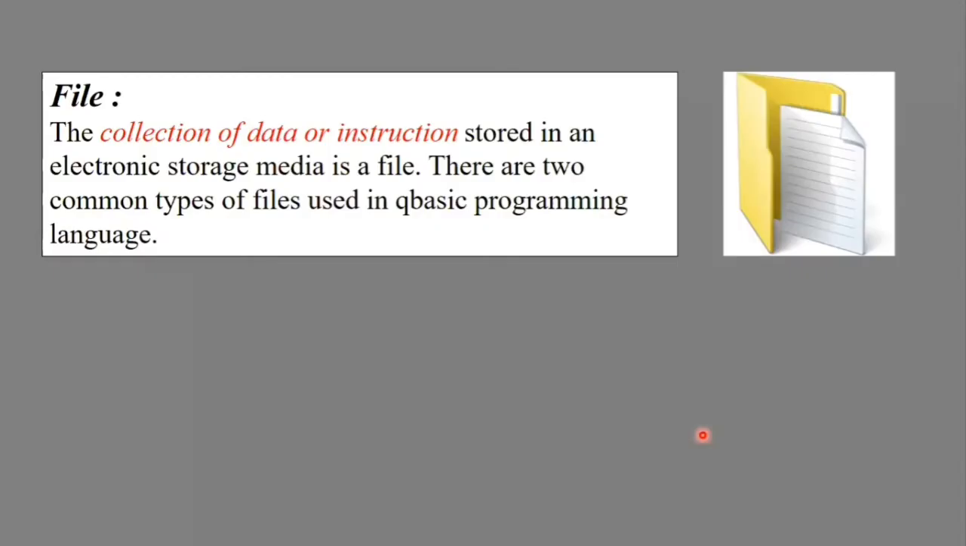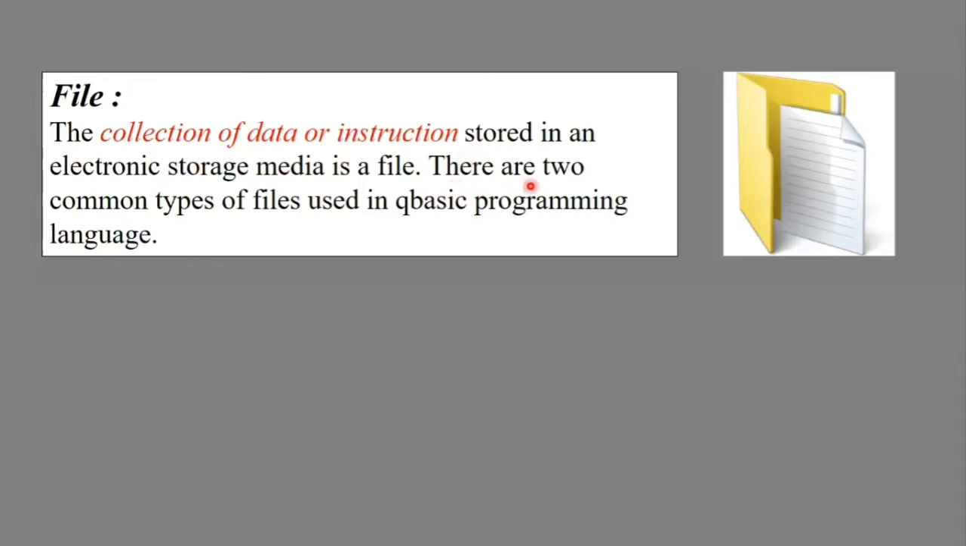So next, before talking about the data file, we must be clear about this file thing. You can see an icon of a file here, or a folder. The definition says a file is a collection of data or instructions stored in a storage media. Media means our hard disk drive, our computer memory drive, where it is stored.